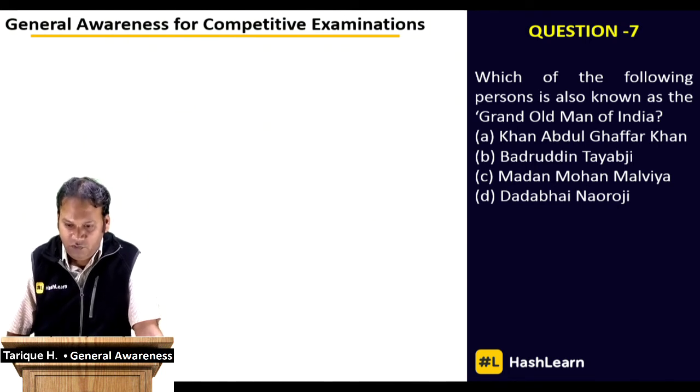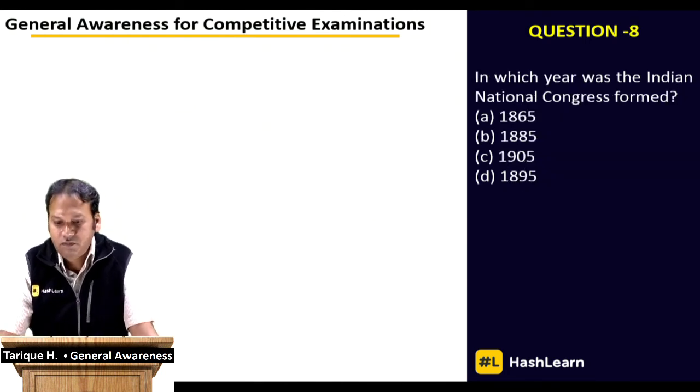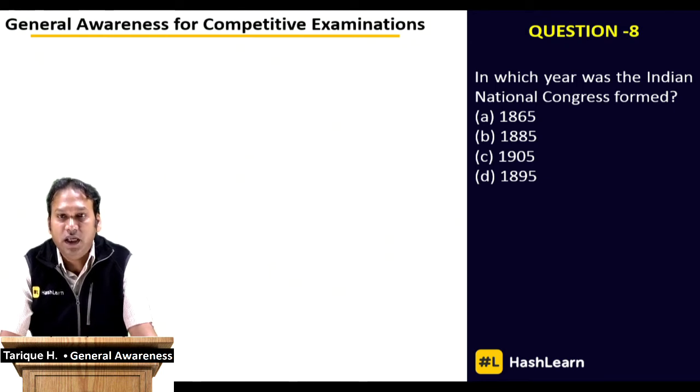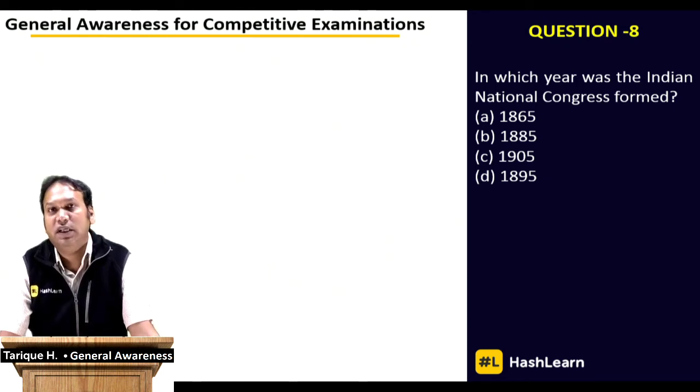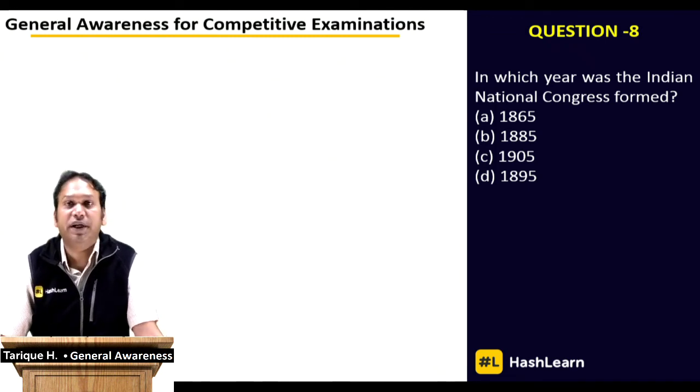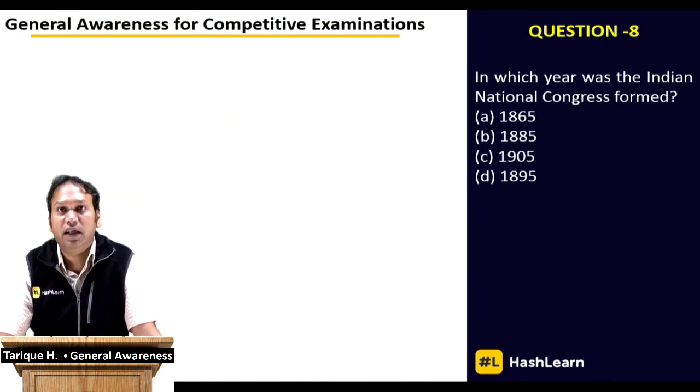Okay, now let's move on to question number 8 here. In which year was the Indian National Congress formed? Indian National Congress was formed in which of the following years? The Indian National Congress was later abolished post-independence, and then again the Indian National Congress Party was created. That is the Congress Party, which has now become the INC again, the Indian National Congress.